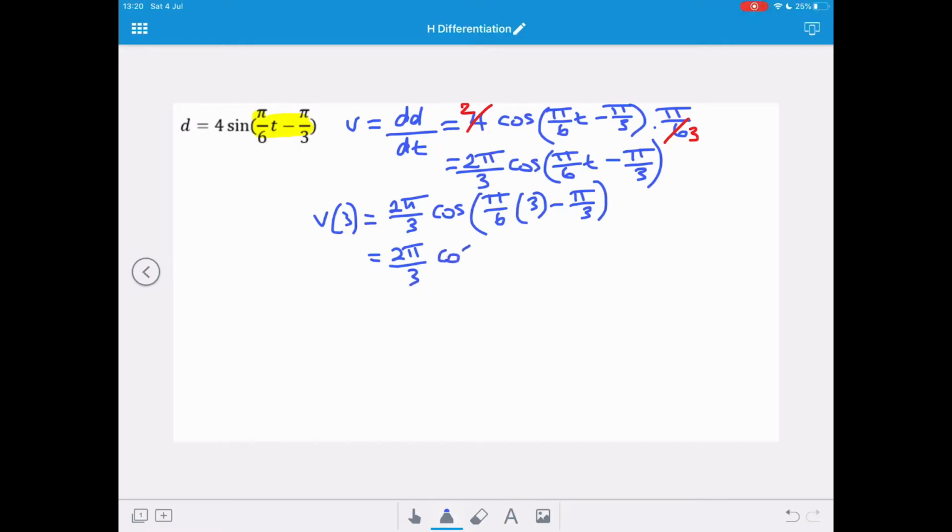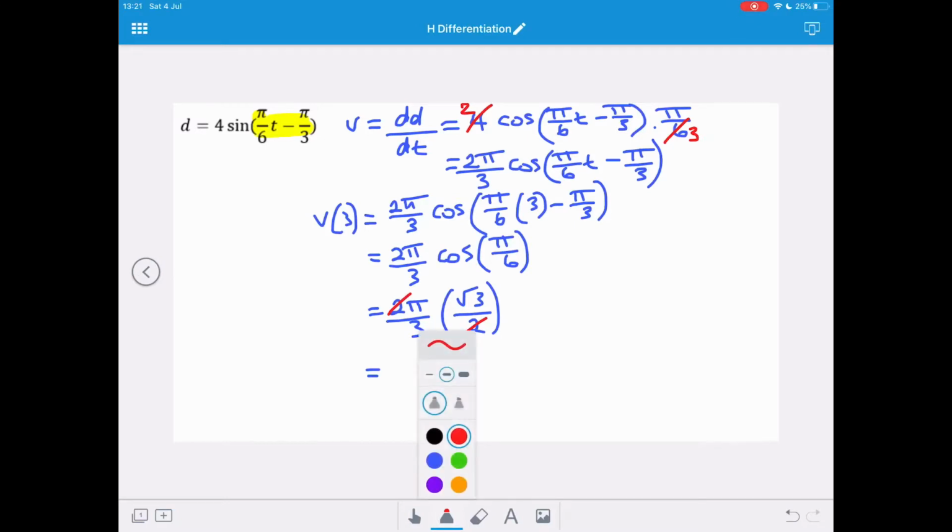So we've got 2 pi over 3 times cos of pi over 6, and that's going to equal 2 pi over 3, and this time it's cos of pi over 6, so that's going to be root 3 over 2. Now we need to do some simplifying, so we can simplify the 2 on the numerator and denominator. And so our final answer for the velocity at 3 a.m. is root 3 pi over 3, and it's meters per hour.